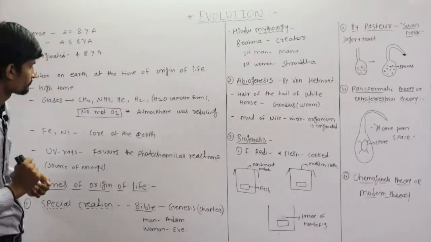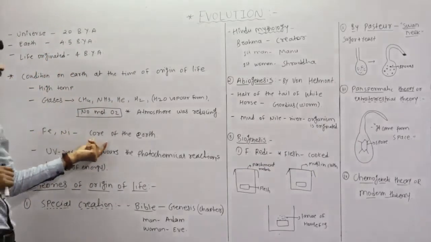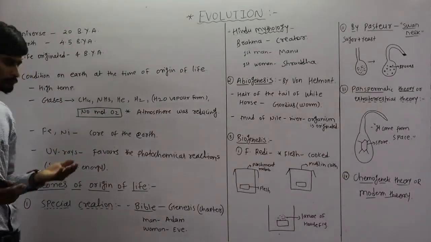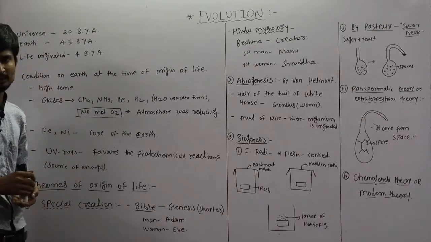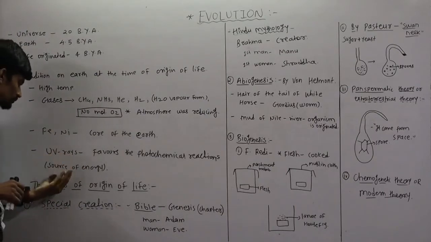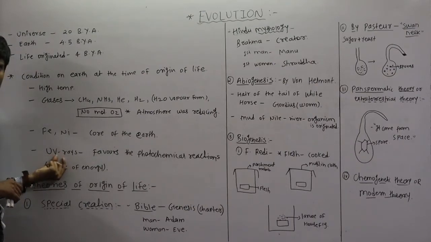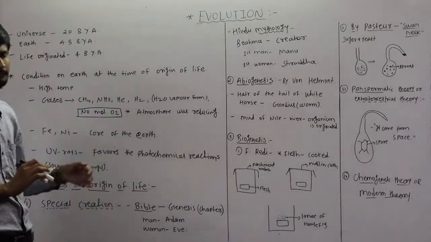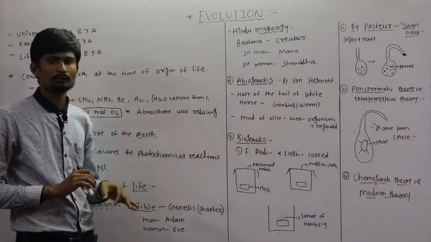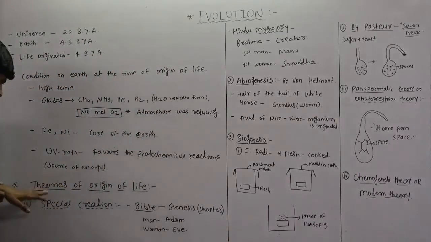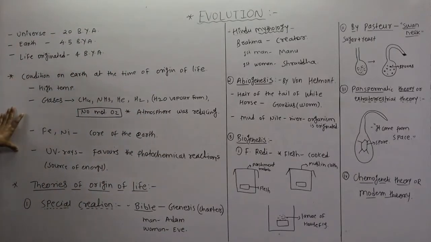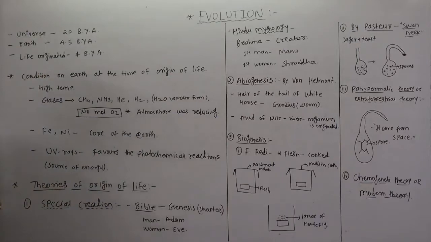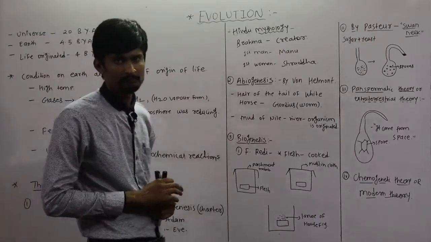Next, in the core of the Earth there is iron and nickel, meaning the core of the Earth is made up mostly of iron and nickel. Then there is a source of energy, that is UV rays, ultraviolet rays. These ultraviolet rays favor photochemical reactions during the time of the origin of life. So this is some history, the conditions on Earth at the time of the origin of life. Now, different theories of the origin of life.